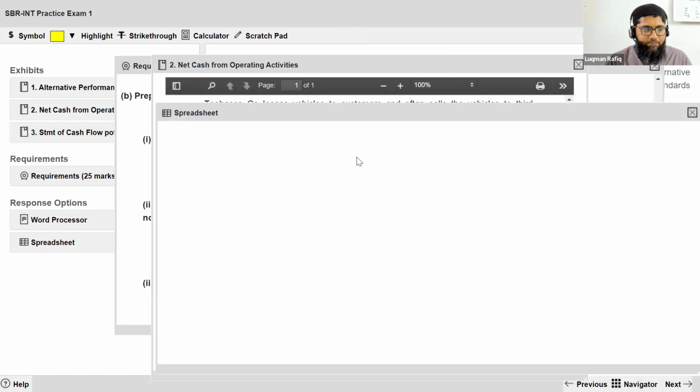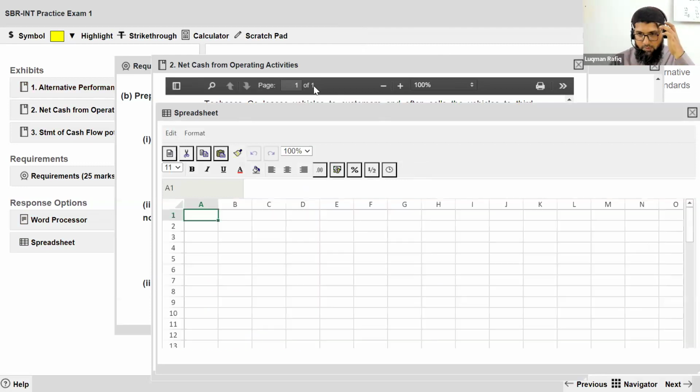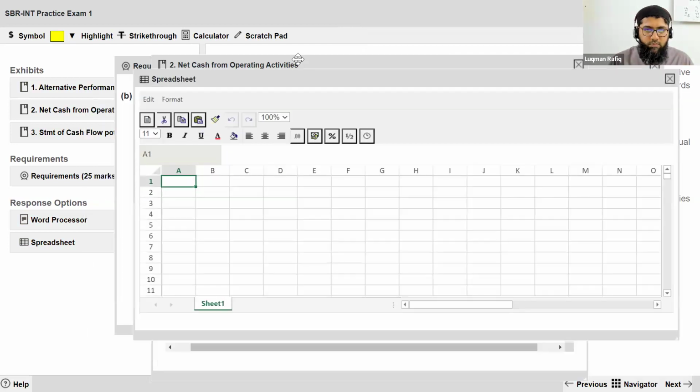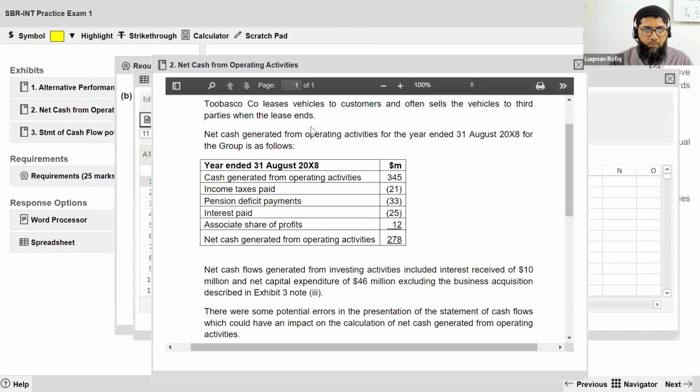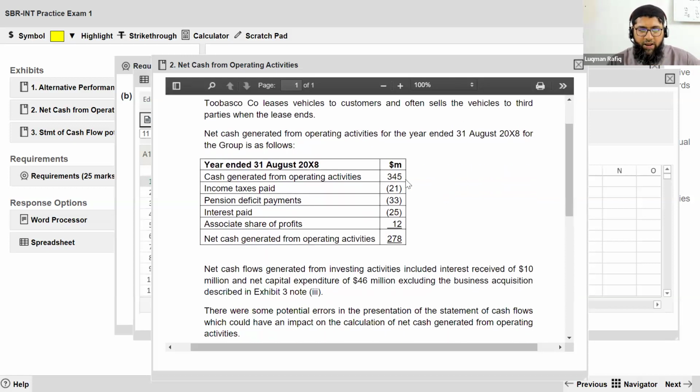Okay, I'll just open the spreadsheet so that I could do it on the spreadsheet and see how things go. Now see what happens is that it says Toobasco company leases vehicles to customers and often sells the vehicles to third parties when the lease ends. So basically it leases the vehicles to the customers and sells the vehicles to a third party when the lease ends. Net cash generated from operating activities for the year ended was so and so.